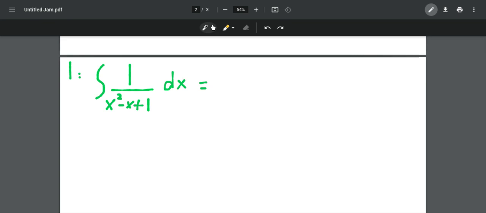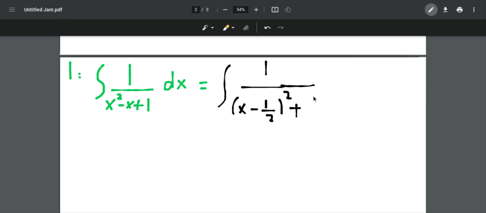But one thing that we can do is try to factor this by completing the square. So we can write this integral as the integral of 1 over x minus 1 over 2, and then the whole thing squared. If we square this, we get 1 over 4, but we need to get to 1, so we need to add 3 over 4 to it. If you simplify it, you get the same thing, because we have x squared minus x, and then 1/4 plus 3 over 4 is 1.